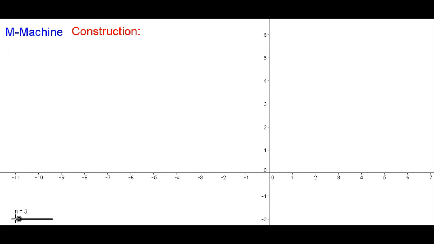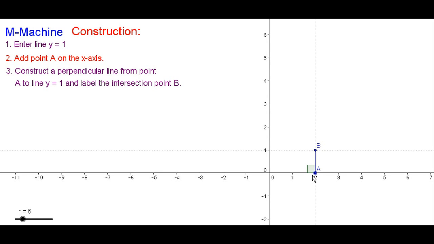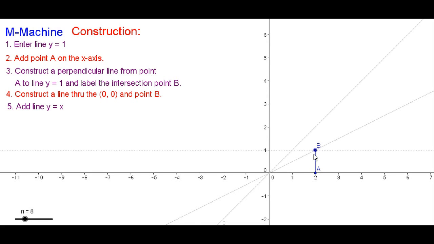Construction. Enter line y equals 1 and point A on the x-axis. Construct a perpendicular line from point A to line y equals 1 and label the intersection point B. Now construct a line through the origin (0, 0) and point B and add line y equals x.